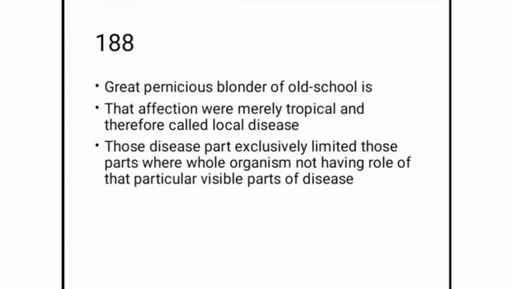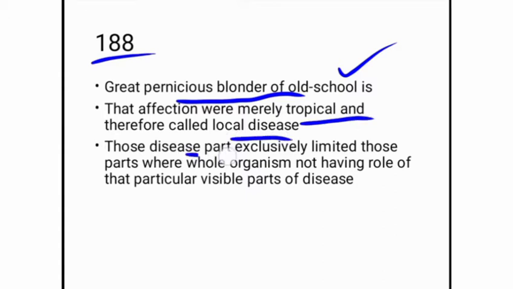So in 188, he says what the great pernicious blunder of the old school is. What the old school did during local maladies is so pernicious, because they always give a topical application for that local disease. They think that the disease is exclusively limited to that area, and that the whole organism has no role in that particular visible part of the disease, so they give a topical application on the diseased area, which is a very pernicious blunder according to Hahnemann.